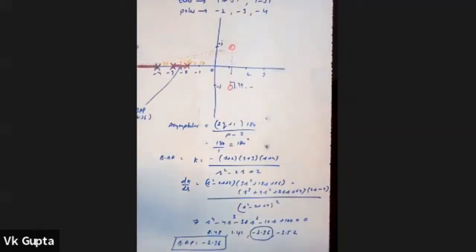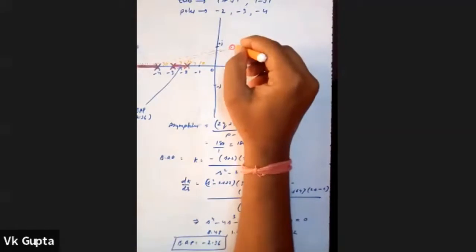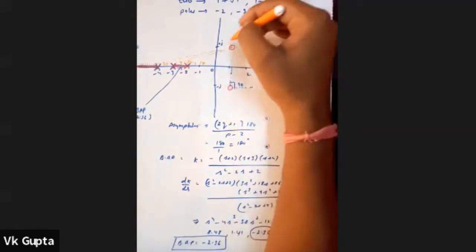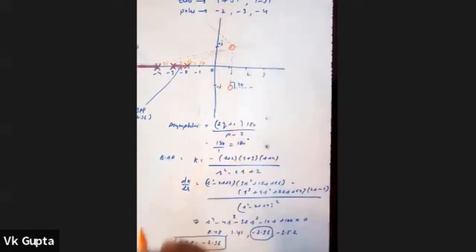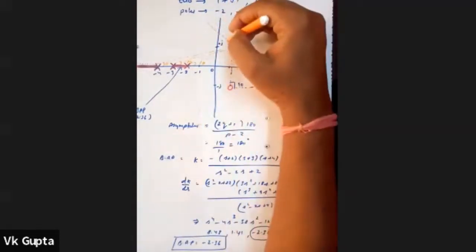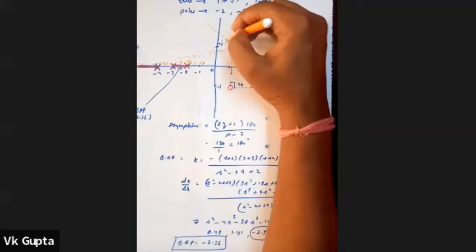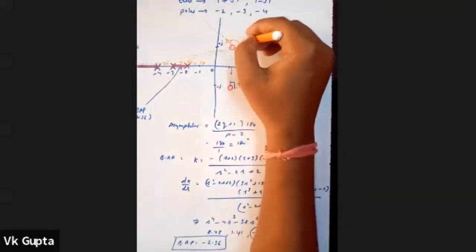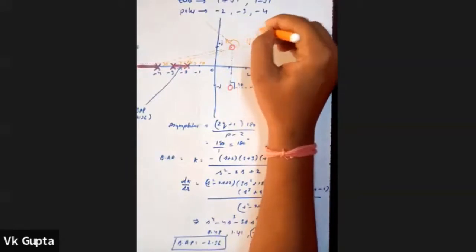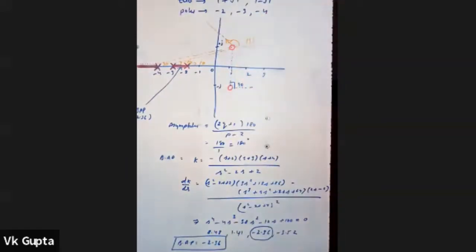So you see here, 133 means 180, 90, somewhere here. So here, this angle is 133 degree. Angle of arrival.